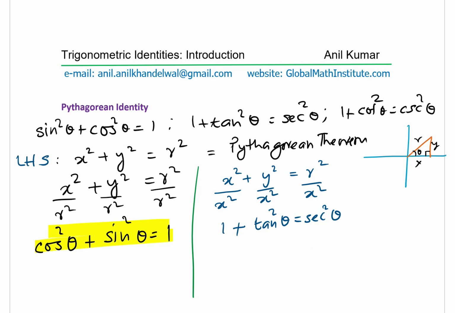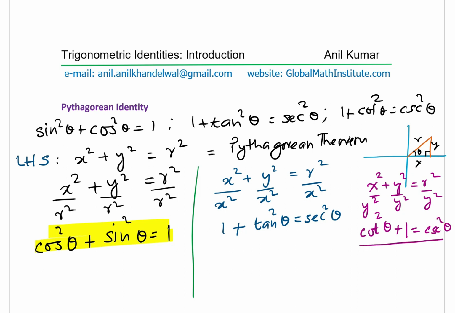Now, if I divide by y square, then what do I get? So we have x square plus y square equals to r square. Let me divide by y square this time. So we get x over y, which is cotangent. So that is cot square theta plus 1 equals to r over y, reciprocal of sine, which is cosecant. So we get the third one. You get the idea. So that is how we could actually prove all the three identities.